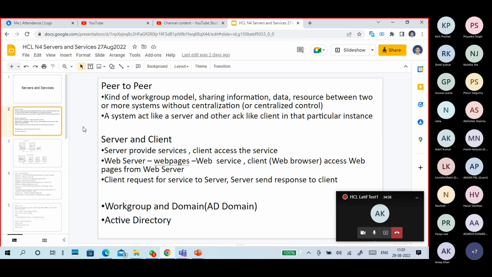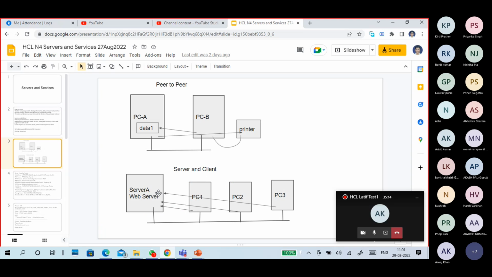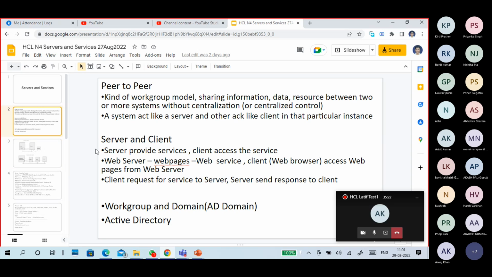I want an IP address. I want an IP address for this particular domain name. I want a VPN connection. I want an operating system download. I want to install an operating system on this one, WDS services. The client requests the server, and the server will provide a service. So that is what I'm trying to say here.